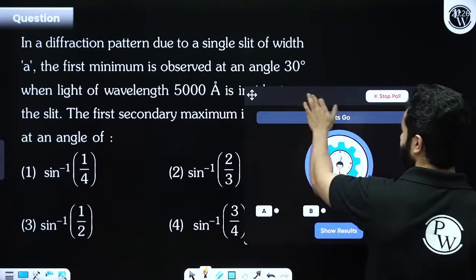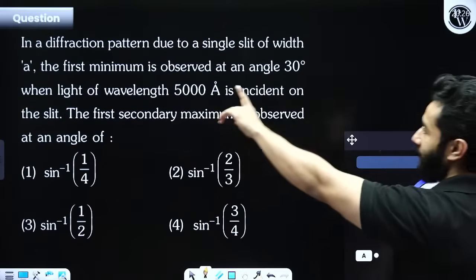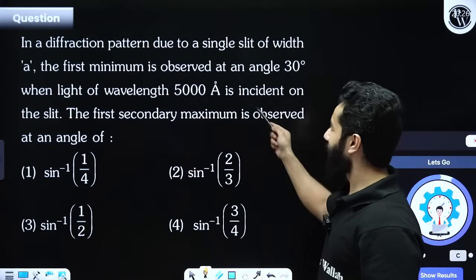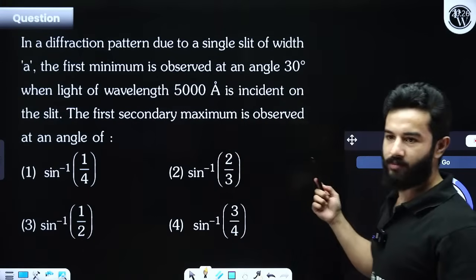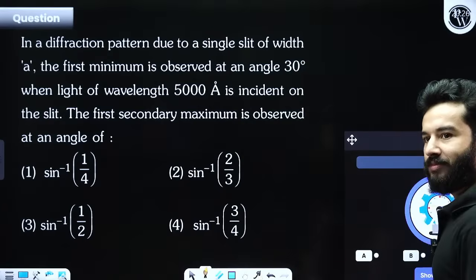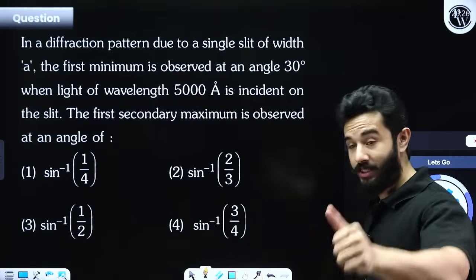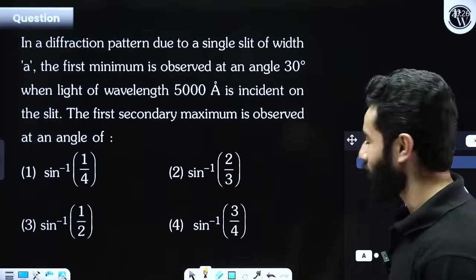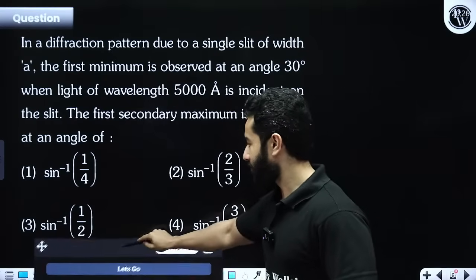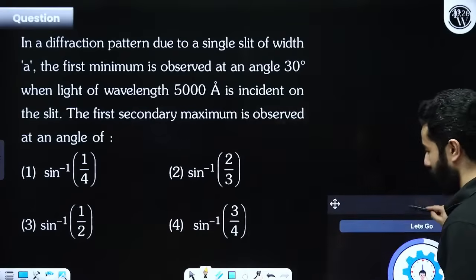90 seconds. Let's start. Time is started. In a diffraction pattern, first minima is at 30 degree, then find out at what angle secondary maxima is obtained. Done. Now your doubt is clear now. If your doubt is clear, then please let me know that also. And using this question, I am going to also explain you single slit.